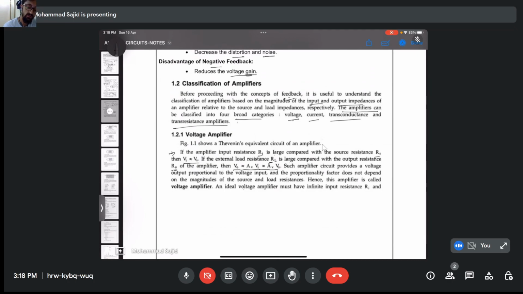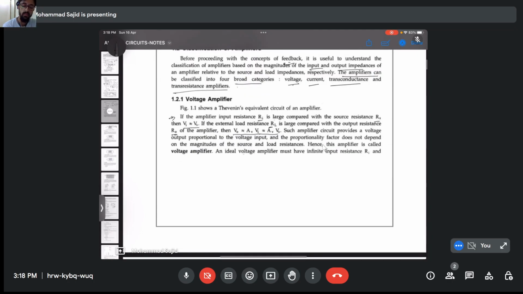So this is the important thing to keep in mind for voltage amplifiers: your input resistance should be as high as possible and your output resistance should be as low as possible. These amplifiers provide a voltage output proportional to voltage input, and the proportionality factor does not depend on the magnitude of the source resistance, right? That is the Av. It doesn't depend on these impedances. Hence, this amplifier is called a voltage amplifier.